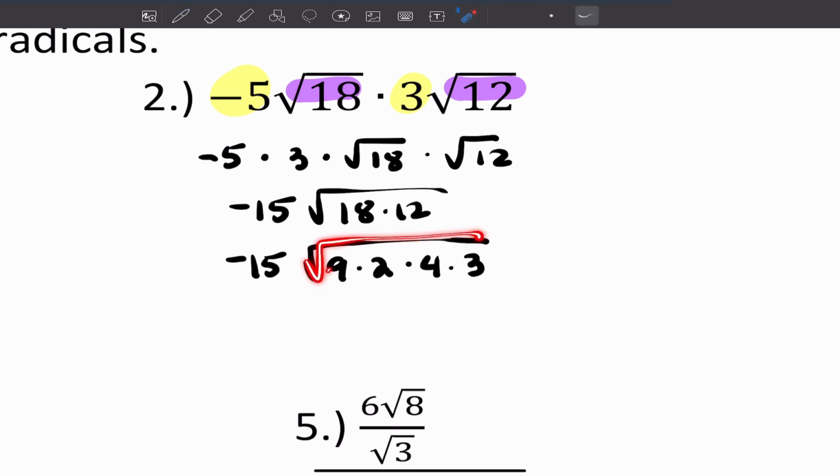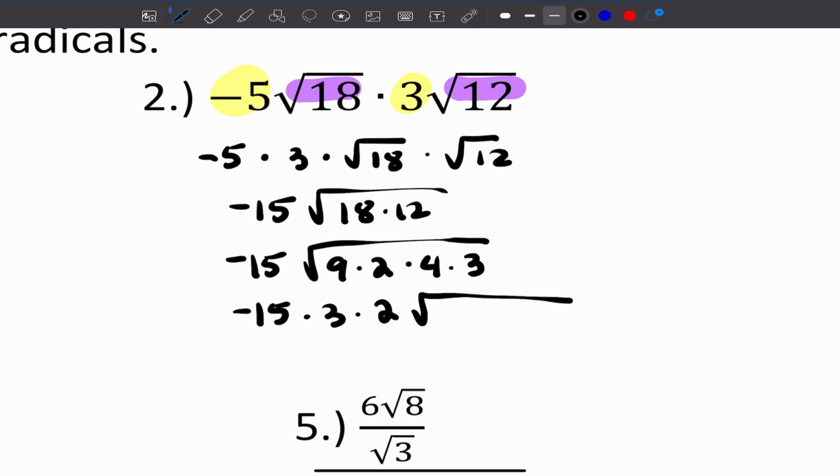The square root of 9 is 3, so 3 goes outside of the radical, so negative 15 times 3. And then I have the square root of 4, which is 2. 2 will go outside of the radical as well and get multiplied with negative 15 and 3. What remains inside are 2 and 3, so 2 times 3. And that's 6, right? So I have negative 15 times 3 times 2, which is negative 90 root 6. That's your answer for number 2.